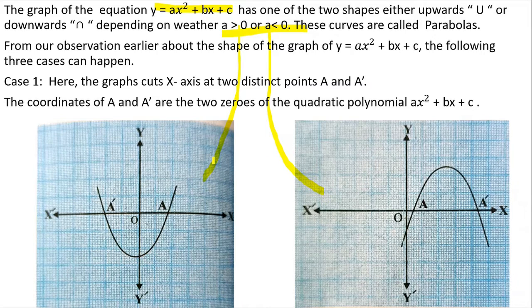Now, based on the intersection of the graph with the x-axis, these can be classified into 3 cases. Case 1: if the graph cuts the x-axis at 2 distinct points, as we can clearly see here in the graph, the graph cuts the x-axis at 2 different points. Hence, the number of zeros for this equation is 2.